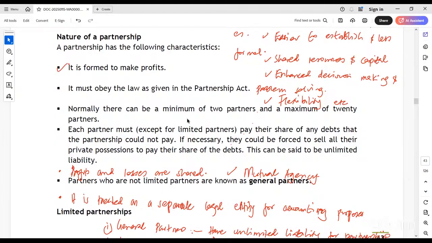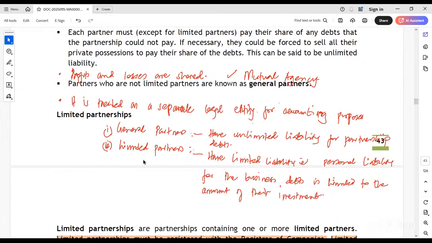In fact, when it comes to accounting, all the forms of business entities are treated as separate legal entities. Even a sole trader, for accounting purposes, is treated as a separate legal entity, however much you have unlimited liability. So even in an unlimited liability partnership, for accounting purposes we still view the business separate from its owners.